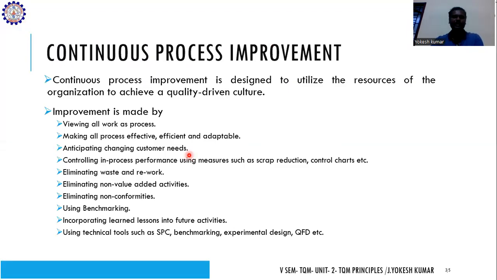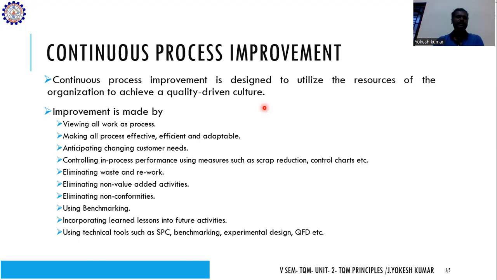So the continuous process improvement utilizes the resources in the factory, and finally we are aiming for a high quality driven culture in the factory. As we are already aware, quality is fitness for use, or otherwise called conforming to the requirements. If you do any service related operations or product related operations, we need quality in those operations. Quality can be achieved by utilizing the available resources in the factory, and we are using those resources for better quality improvement in the product. So this is the main theme for continuous process improvement.